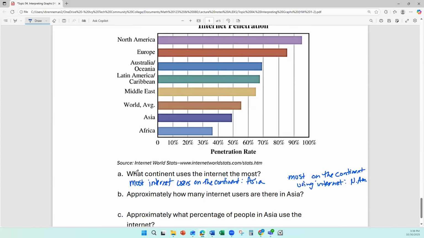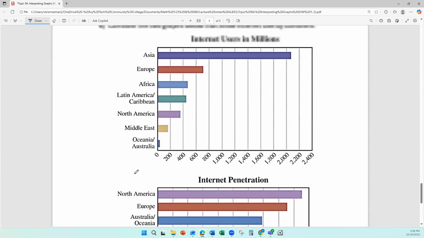So how many internet users are there in Asia? That's the first one. This is in millions. So these labels down here tell how many million. And we're looking at the end of this bar here, and it's somewhere between 2,000 and 2,200. It's less than half if I look up at the top here. So let's say approximately 2,050, so 2,100. I'm going in about halfway, so this would be 2,100.